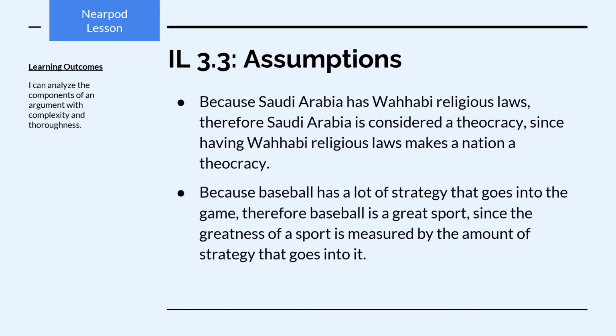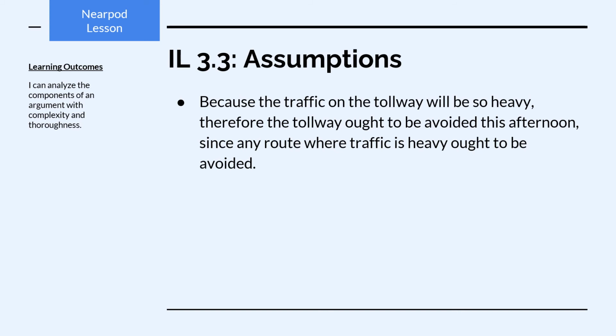Looking back at our examples from the previous exercise, because Saudi Arabia has Wahhabi religious laws, therefore Saudi Arabia is considered a theocracy, since having Wahhabi religious laws makes a nation a theocracy. The next one, because baseball has a lot of strategy that goes into the game, therefore baseball is a great sport, since the greatness of a sport is measured by the amount of strategy that goes into it. And the third one, because the traffic on the tollway will be so heavy, therefore the tollway ought to be avoided this afternoon, since any route where traffic is heavy ought to be avoided.